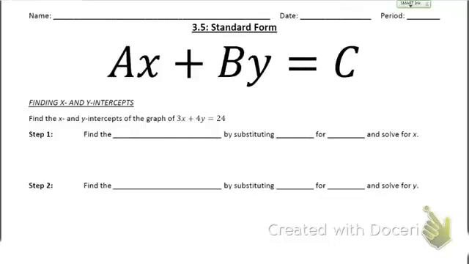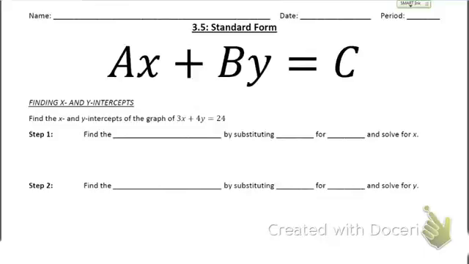So there's actually three different ways of writing an equation, or a linear equation, three different ways. We've talked about slope-intercept form, and we've talked about point-slope form. So finally, the last thing we're going to talk about today is what is called standard form.